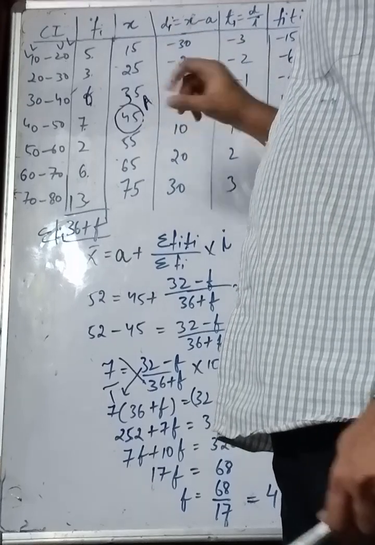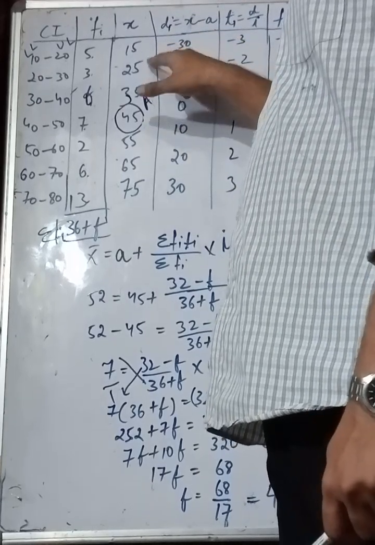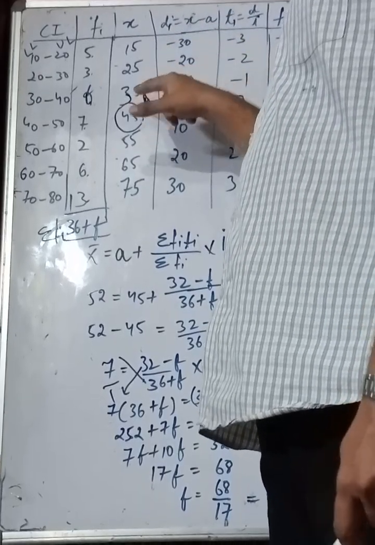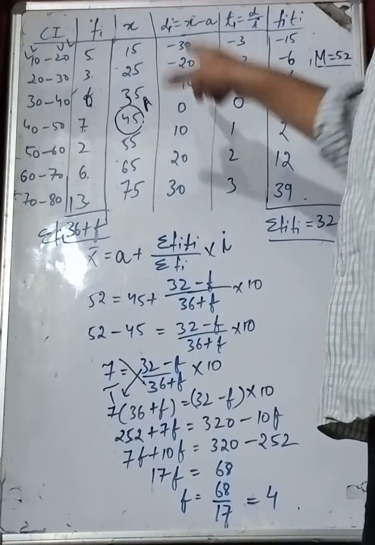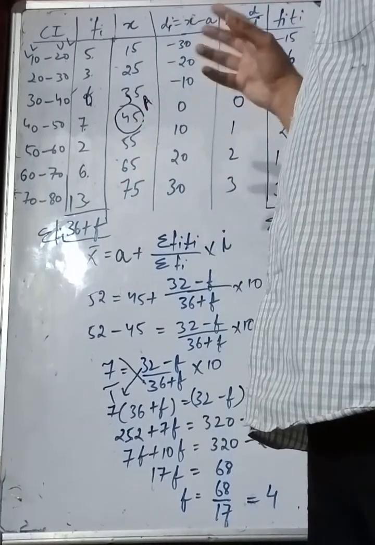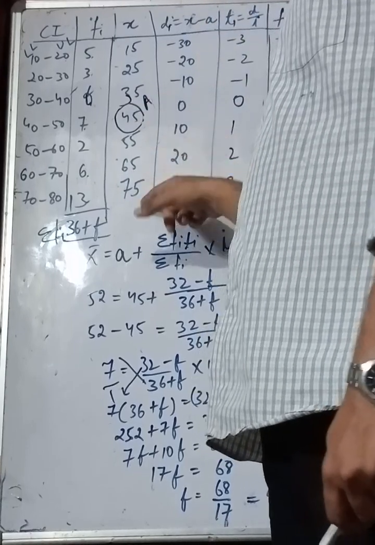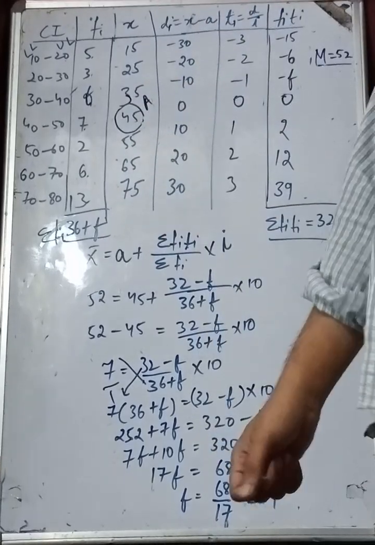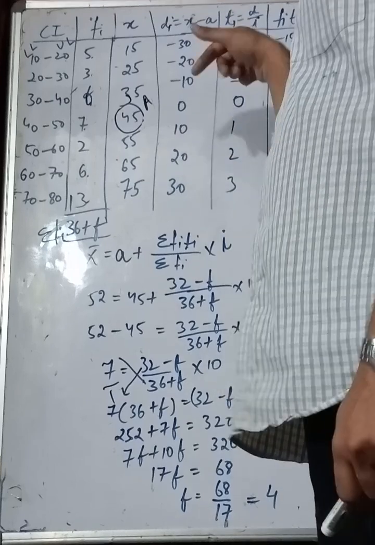So 15 minus 45 is minus 30, 25 minus 45 is minus 20, 35 minus 45 is minus 10, 45 minus 45 is 0, 55 minus 45 is 10, 65 minus 45 is 20, 75 minus 45 is 30. This is how we can find the value of di.